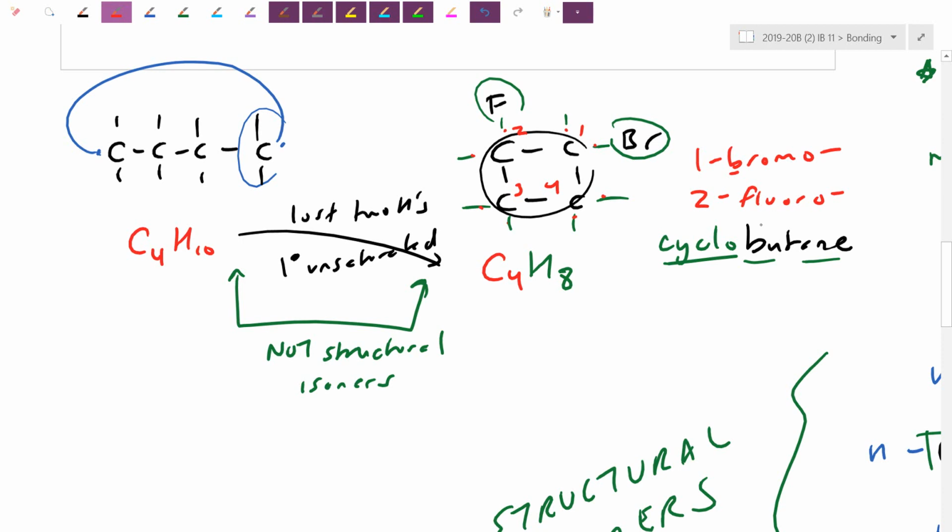So that's how you deal with it. It's not a hydrocarbon anymore, it's not just C's and H's, because I just subbed on some halogen groups there. As we get to some alkenes and alkynes, we'll do another practice here.